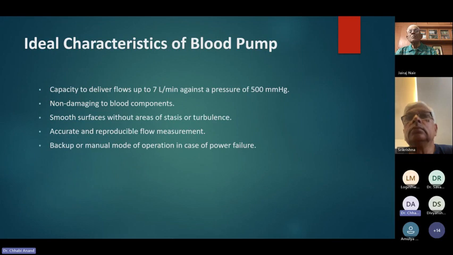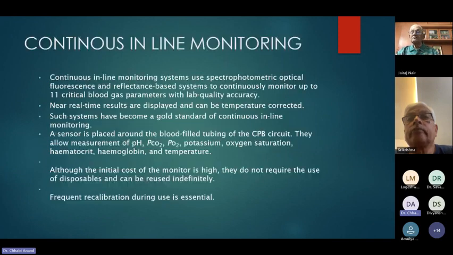Ideal characteristics of a blood pump: capacity to deliver flows up to 7 liters per minute against a pressure of 500 millimeters of mercury, non-damaging to blood components, smooth surface without area of stasis or turbulence, accurate and reproducible flow measurements, and a backup or manual mode of operation in case of power failure.